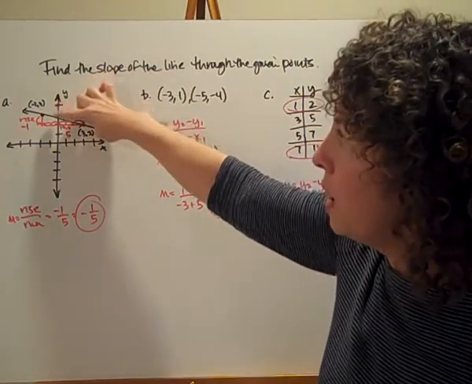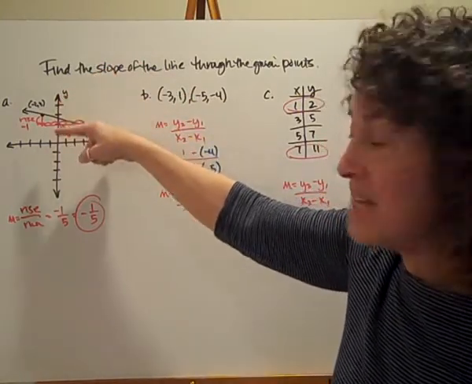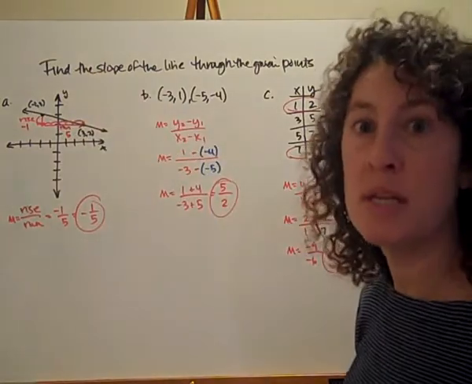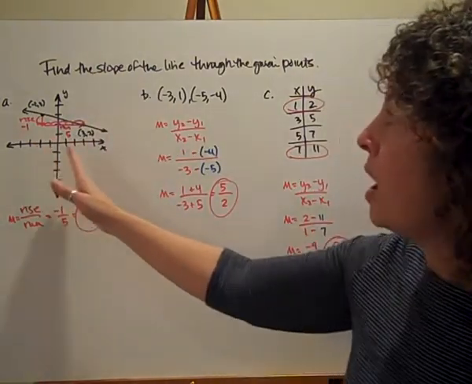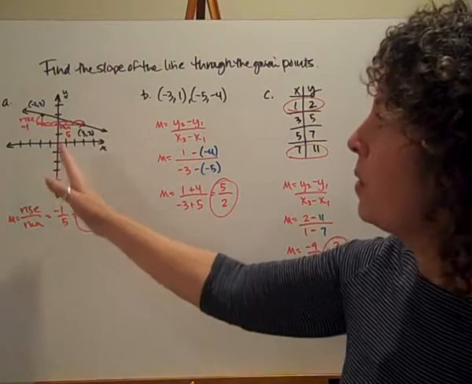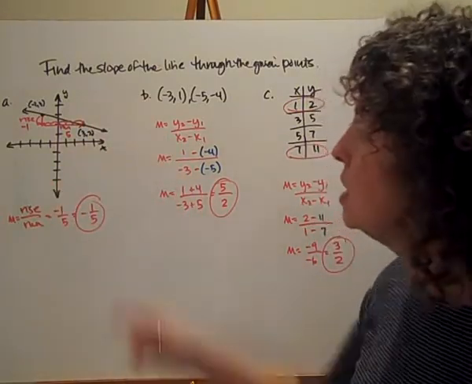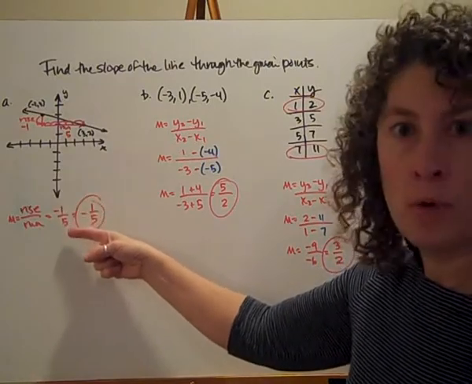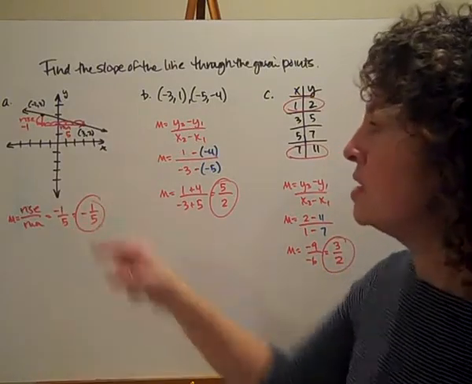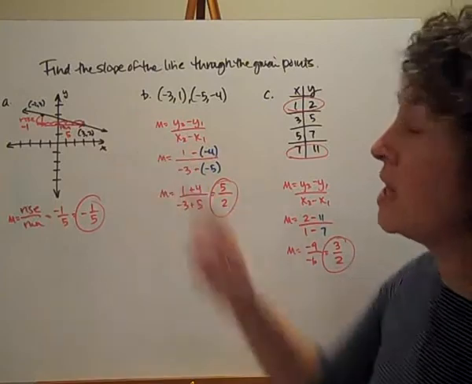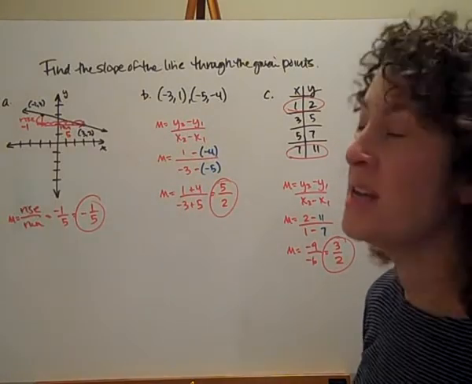So I'm going to do a rise of negative 1 since I'm moving down. So I'm moving down one place, so that's a negative 1. And then I'm going to have a run of positive 5. I'm going to count my way over. I have to go 5 places, so I'm going to count my way over 5 places. So I have a rise of negative 1 over a run of 5, which gives me a slope of negative 1/5.